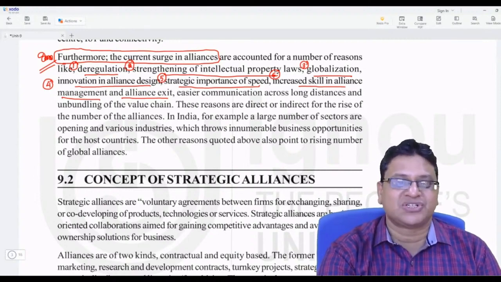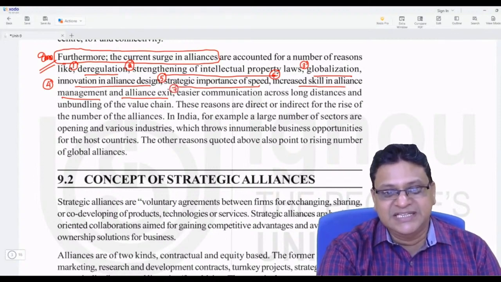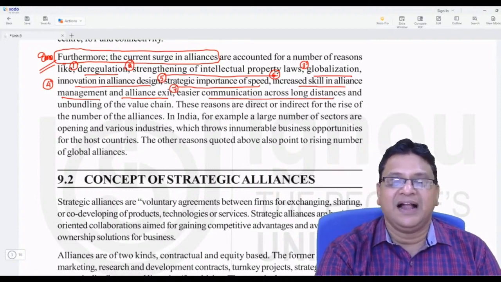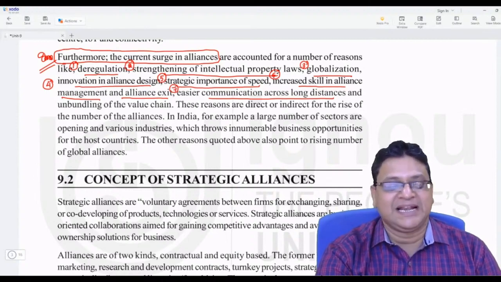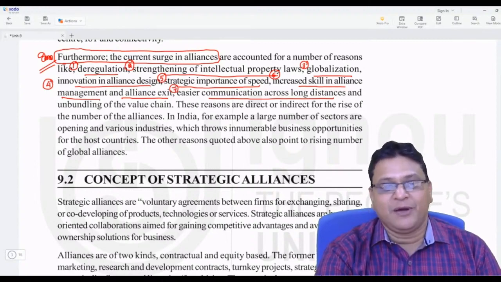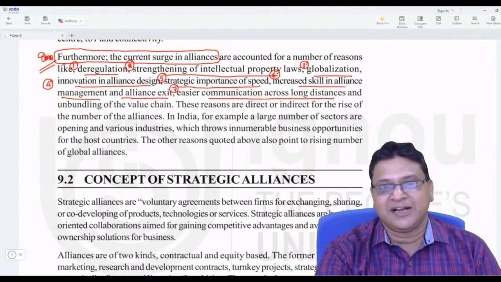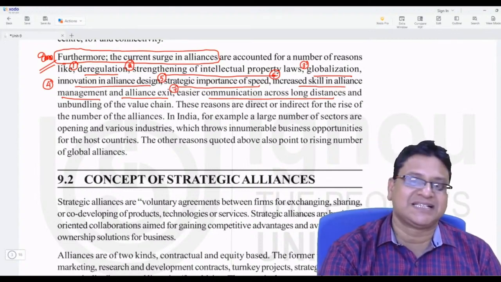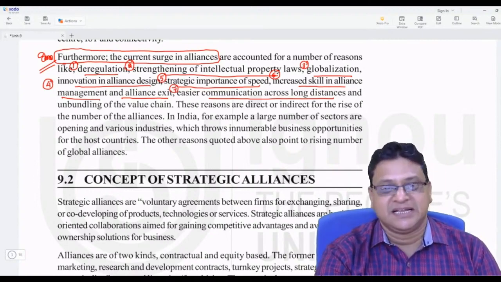Therefore, there is a surge in alliances. Next, the seventh one is easier communication across long distances. Nowadays, communication is occurring at lightning speed. A foreign player can easily make an alliance with a local player and communicate, because communication over long distances has improved magnificently.